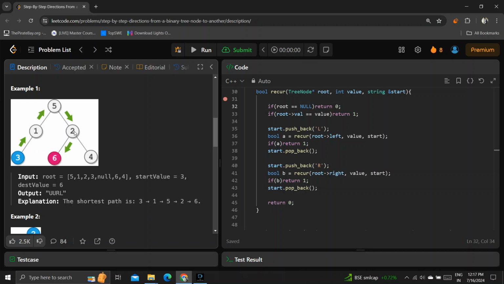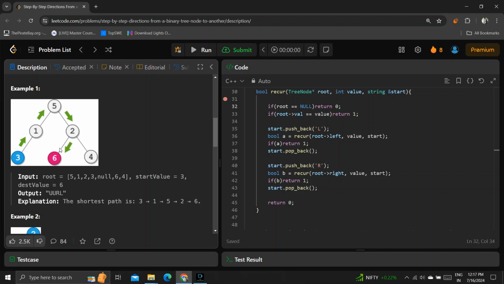What would be our start string? We will follow the same function: when we are moving left, we update our string with L, otherwise we update our string with R. From 2 we are moving to 6, so the start string will be L, and that's all. And what would be the destination string? From 2 to 4 we are moving right, so only R.